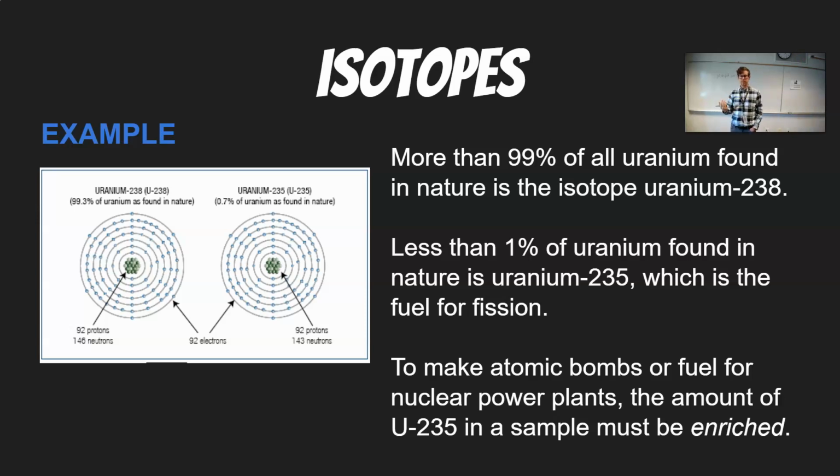So in order to make it useful for most nuclear power plants or bombs, what we do is we enrich it. So we take a centrifuge and separate by mass the two different kinds of uranium and end up with a sample that is a lot more U-235, which is really good for nuclear reactions, especially fission. So hopefully that is going to bring the idea of isotopes together with nuclear power and atomic bombs for you. And you've learned what isotopes are and how to use average atomic mass. I will see you in the next video.